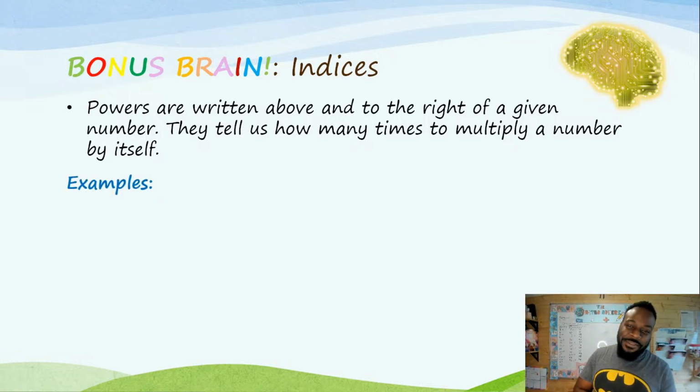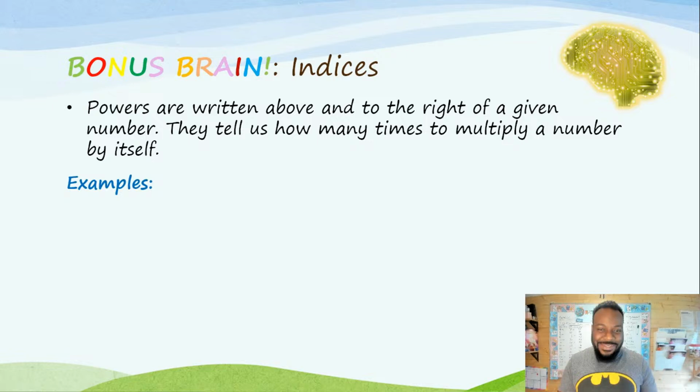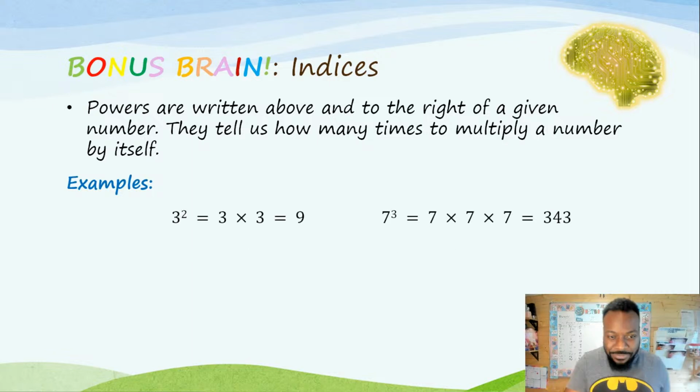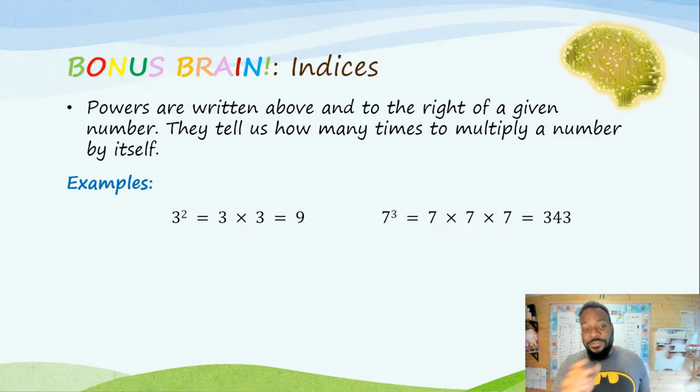So powers are written above and to the right of a given number, and they tell us how many times to multiply a number by itself. We're going to look at a few examples here. So 3 squared is the same as saying 3 times 3, which equals 9. So you can say, remove the middle group and say 3 squared equals 9. Okay, what about 7 cubed, or 7 to the power of 3? Same idea. It's 7 times 7 times 7. So because the 3 is there, it lets you know we have to multiply the 7 by itself 3 times. So we have the 7 times by another 7, 2 sevens times in, and another 7, 3 sevens times in together.